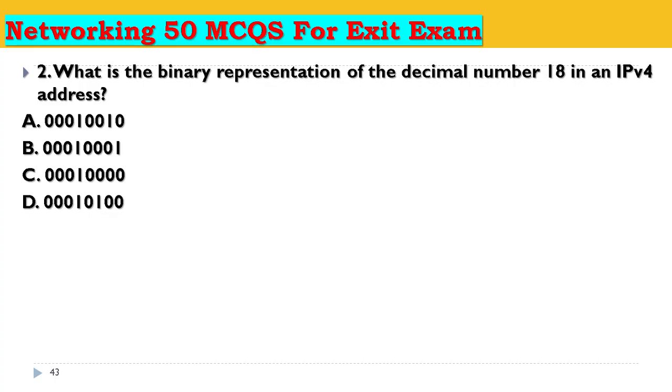Question number 2. What is the primary representation of the decimal number 80 in an IP version 4 address? A is the corresponding equivalent of 80 in binary number.